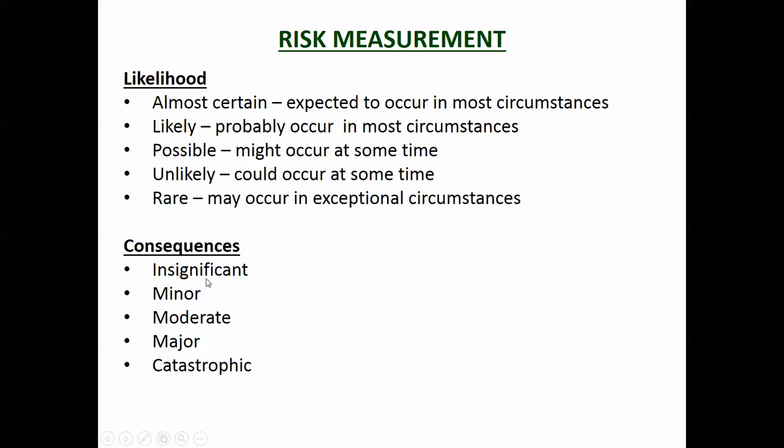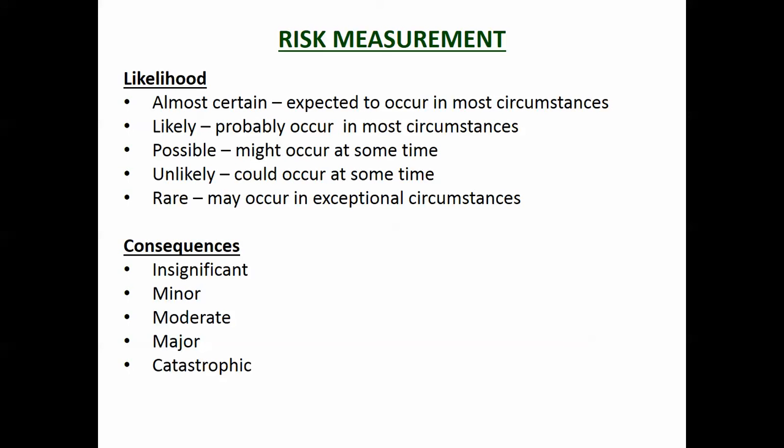So you can see that very quickly you can start looking at each one of these events using this really simple system and saying, well, this is almost certainly going to happen, but the consequences are insignificant. So it's not really an unacceptable risk. Or, it's possible this could happen and the results would be catastrophic.